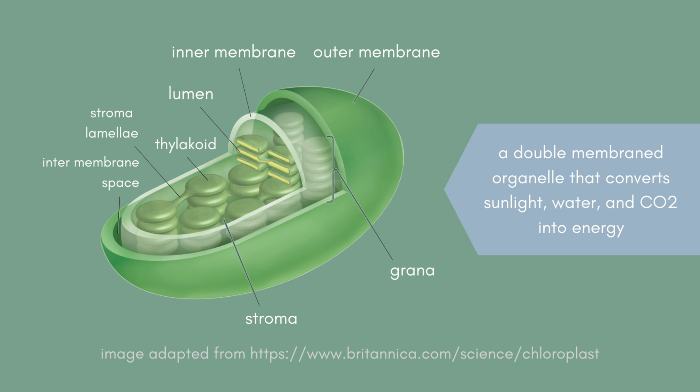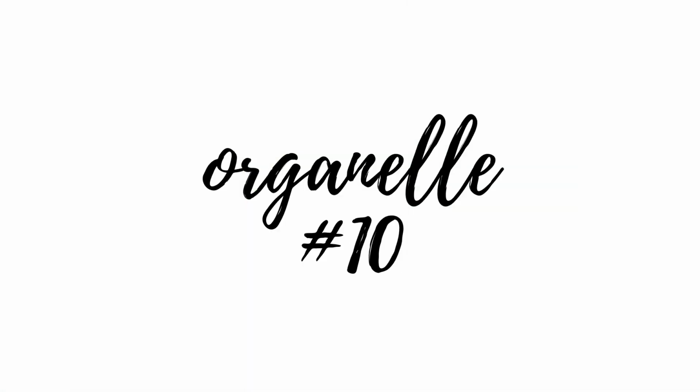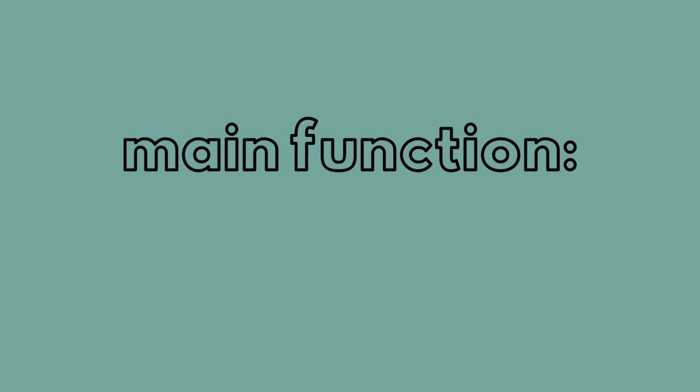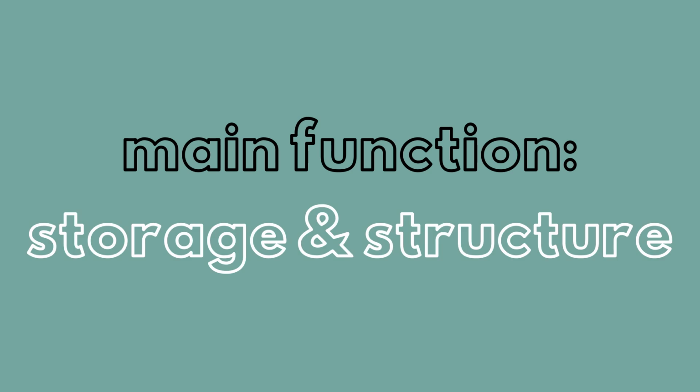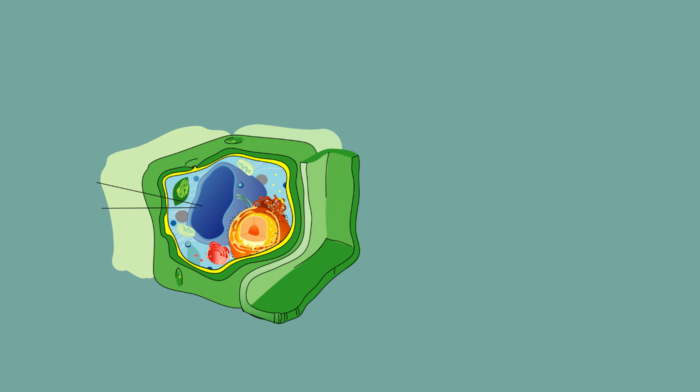Essentially, the thylakoids are pancakes stacked up into a grana, and the stroma is just the thylakoid syrup. Organelle number 10 would be vacuoles, whose main function is for storage and structure. In plants and animals, vacuoles serve different core purposes. This is a plant cell, and the big blue unit inside is the central vacuole, and its membrane, the tonoplast.